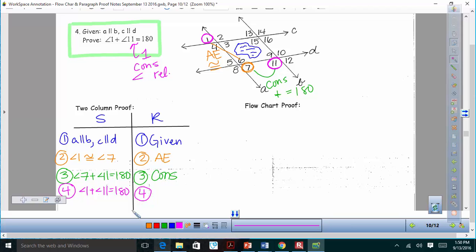Okay, can we transfer, is something being congruent and something adding to 180 the same thing? No. So that cannot be transferred. Okay? It would be substitution because we would take 1 and we would plug it in for 7 because they're the same. So plugging in means substitution. Okay?